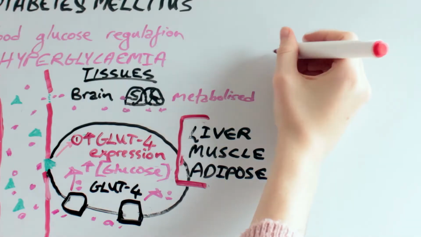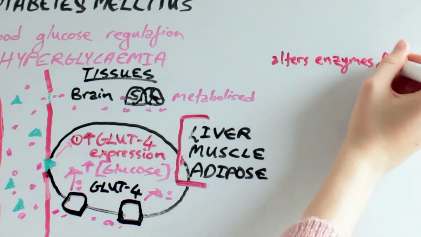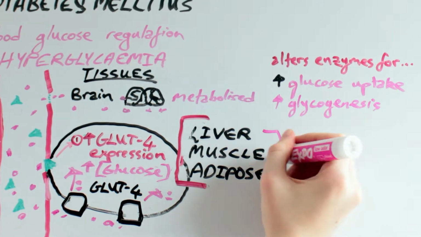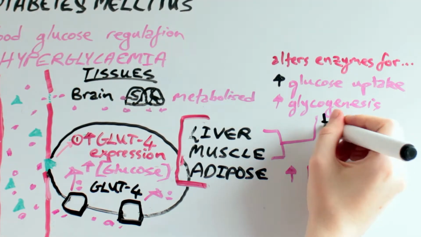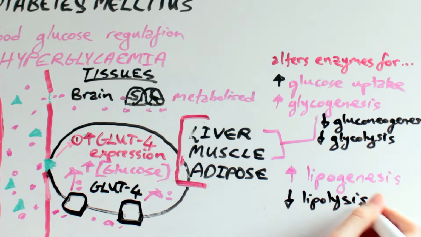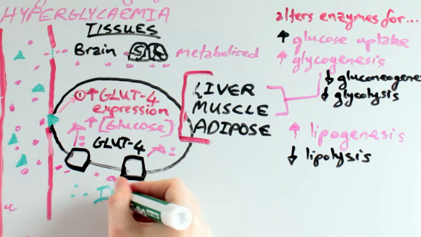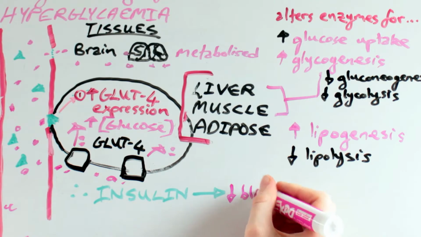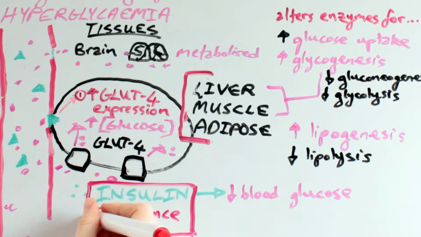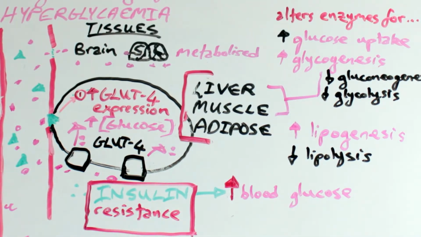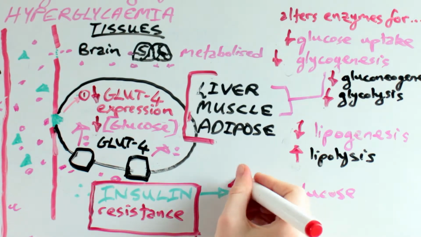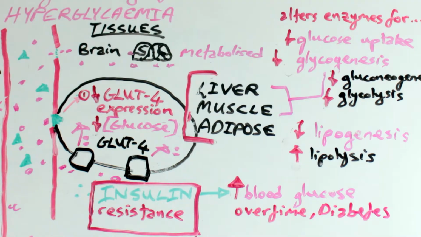Other effects of insulin are on the enzymes of metabolism within these tissues. There is increased glucose uptake and increased glycogen production for storage in the liver and muscle. In adipose, there is increased lipid storage. Production of new glucose is reduced, as is glycogen breakdown, and lipid breakdown is also reduced. Therefore, insulin release overall causes a reduction in blood glucose levels. So if there is insulin resistance, we will have increased blood glucose due to reduced intracellular effects of insulin. Over time, diabetes will develop.